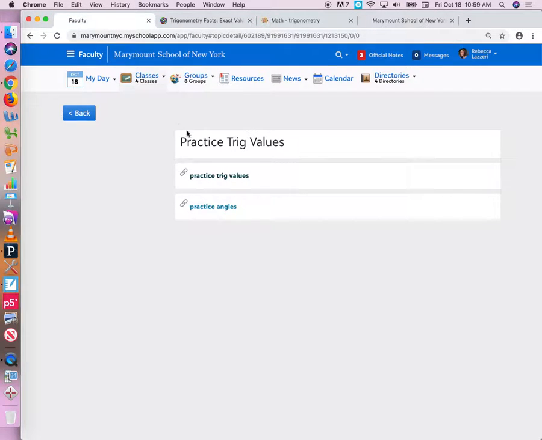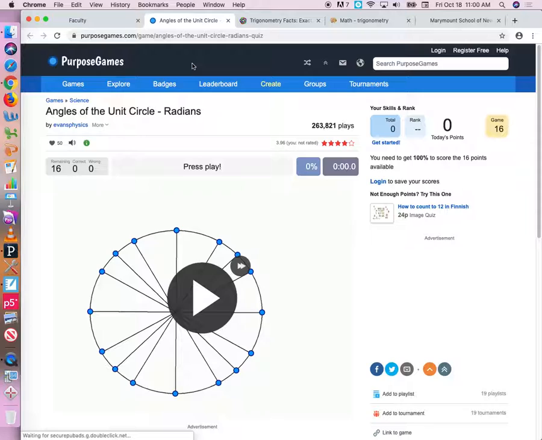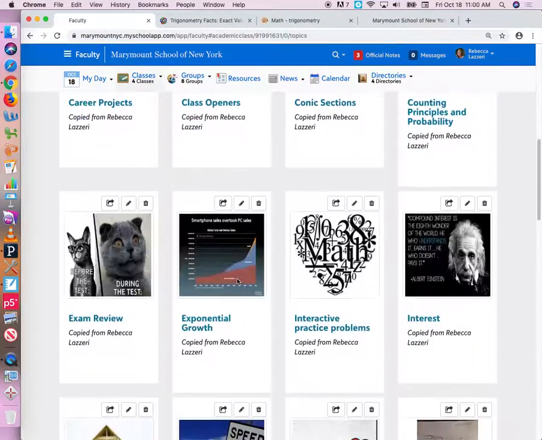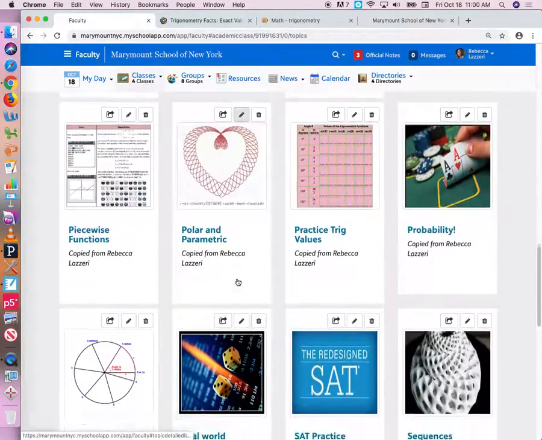So that's really good. I think this might be that angle game that we were just playing. And that might be it, but that's good. It's good stuff.